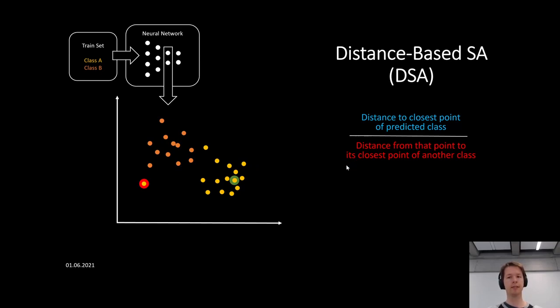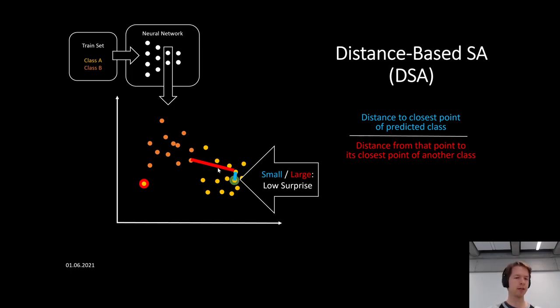Next, they propose distance-based surprise adequacy. In distance-based surprise adequacy, here you can see the formula, for an activation trace observed during prediction time, you measure the distance to the closest point of the predicted class, and then the distance from that point to its closest point from another class. And then you take the division between them, and you can easily see that if the closest same-class point is very close, and then the distance to the other-class point is very large, you have a low surprise, and the other way around, you have a high surprise.